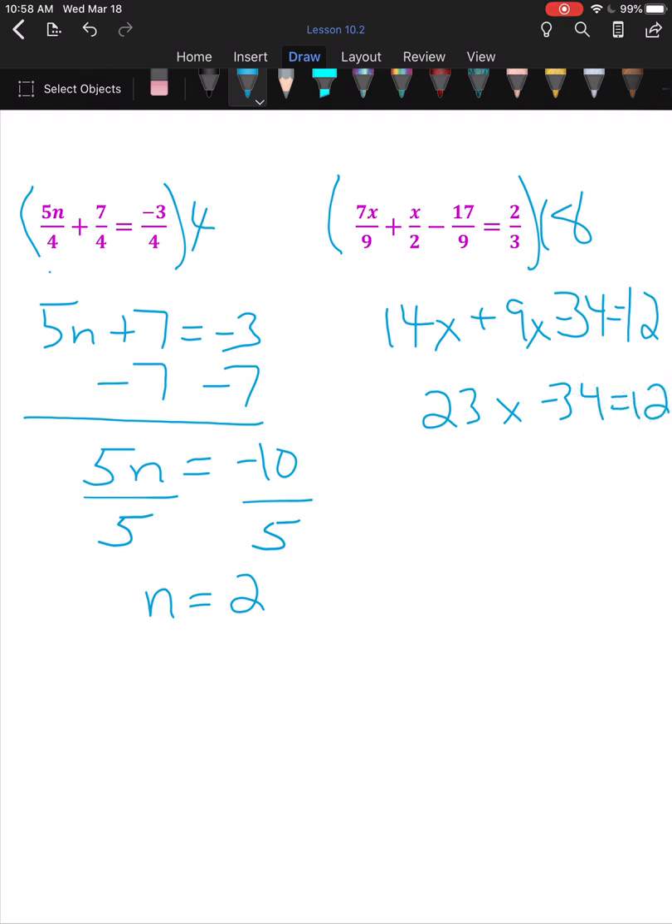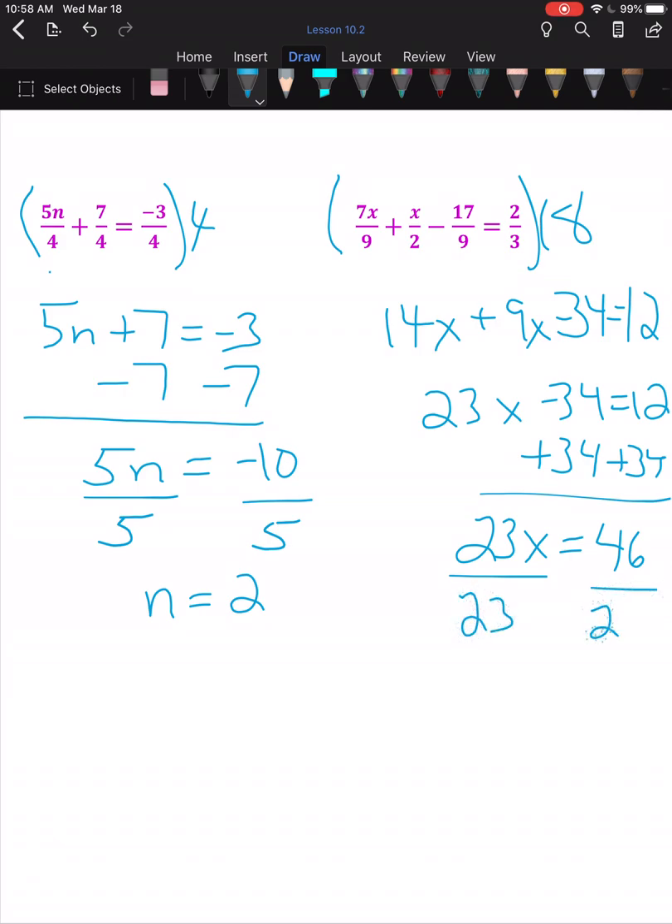Now I have a two-step equation. I can add 34 to both sides, like so. 23x will be equal to 46. I can then divide both sides by 23 to get a final answer of x being equal to 2.